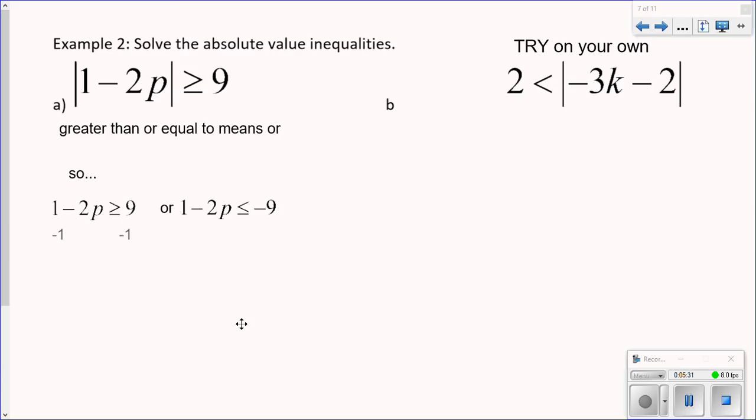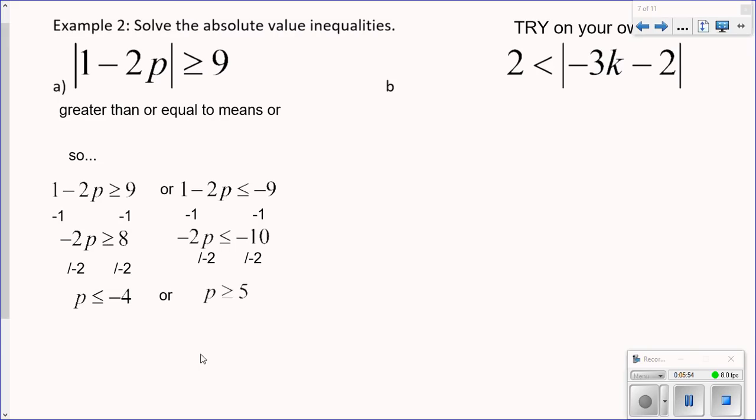First thing we're going to do is subtract 1 from all of it. So now we get negative 2p is greater than or equal to 8, and negative 2p is less than or equal to negative 10. Divide by negative 2. Because we're dividing by a negative, we have to flip the sign. So we get p is less than or equal to negative 4, or p is greater than or equal to 5. If we had to graph it, that's easy to graph, so we don't have to worry.